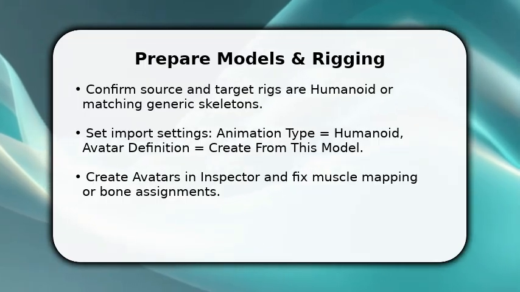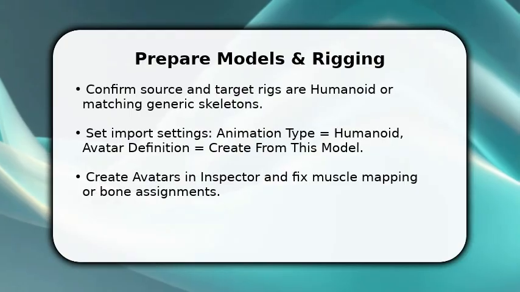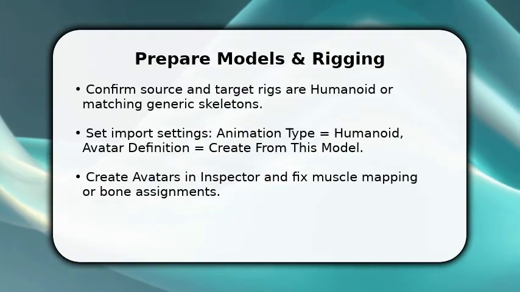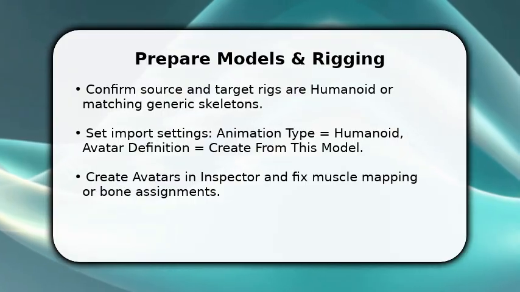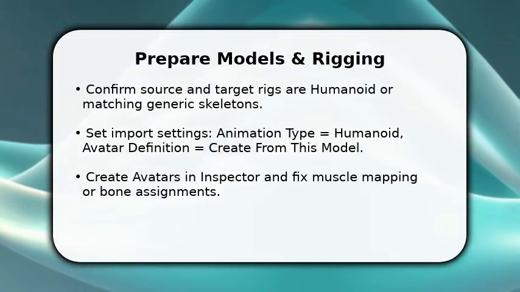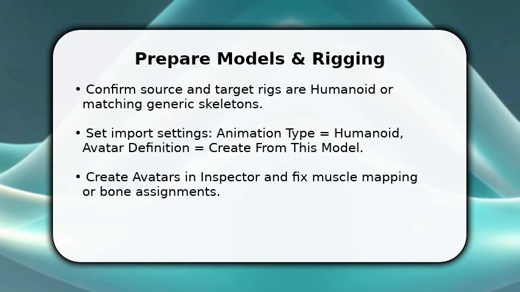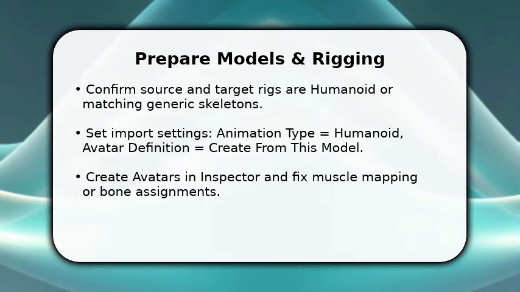Adjust any mismapped limbs or root transforms. Once done, test both avatars in the avatar configuration to confirm rotations and T-pose alignment. This initial alignment prevents retargeting translation and scale errors down the line.